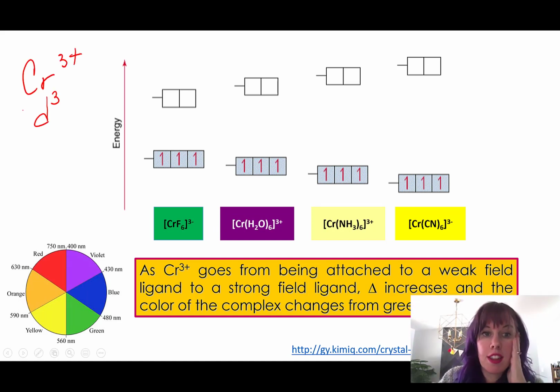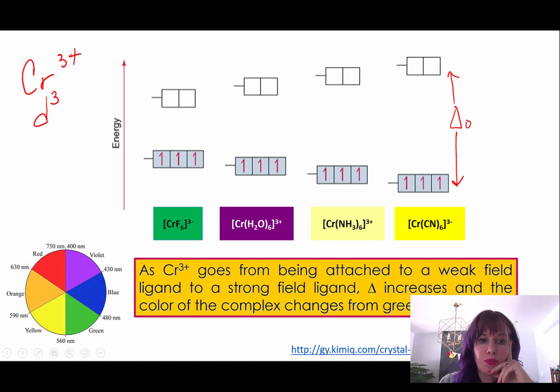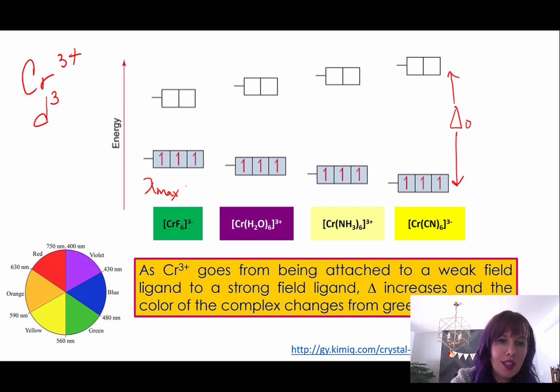Each of these are D3. So we're going to have 3 unpaired electrons regardless of the size of our delta octahedral. But what we can see here is that our weak field ligand, hexafluorochromium 3+, is a green color. And so that means that it's absorbing in the red region. So we could say, okay, maybe lambda max is around 700 nanometers.